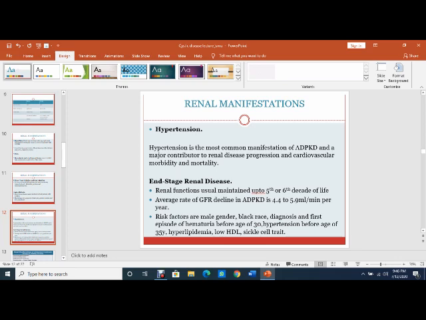So hypertension is the most common manifestation of autosomal dominant polycystic kidney disease. It is a major contributor to renal disease progression and cardiovascular morbidity and mortality.